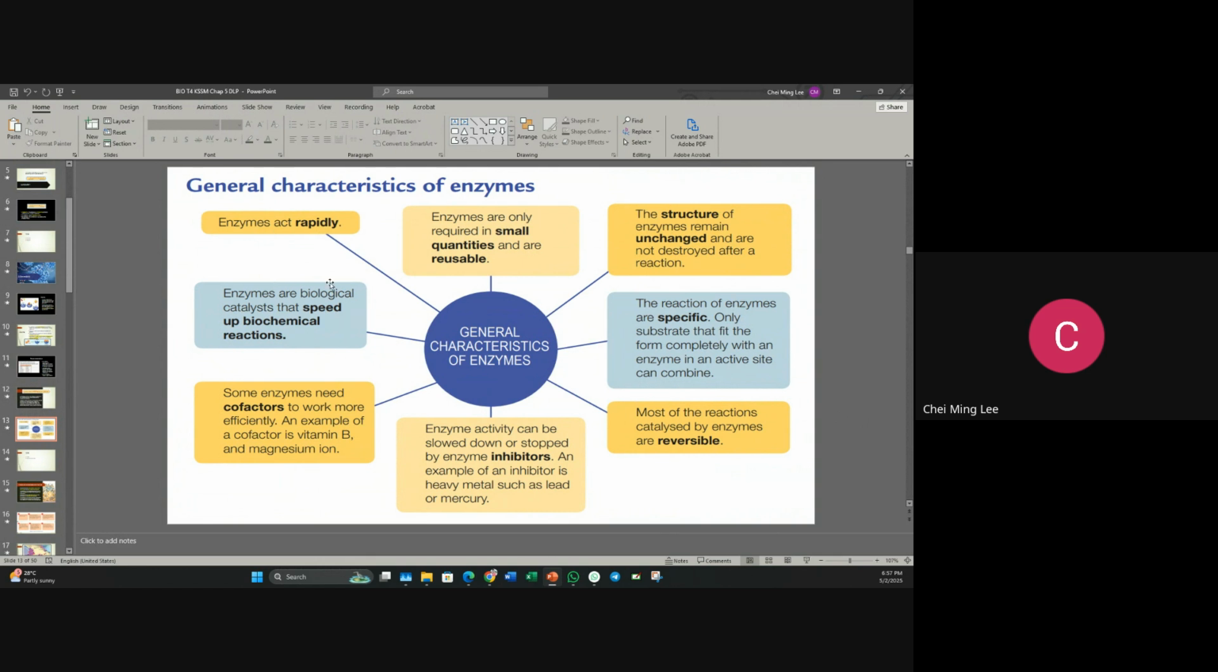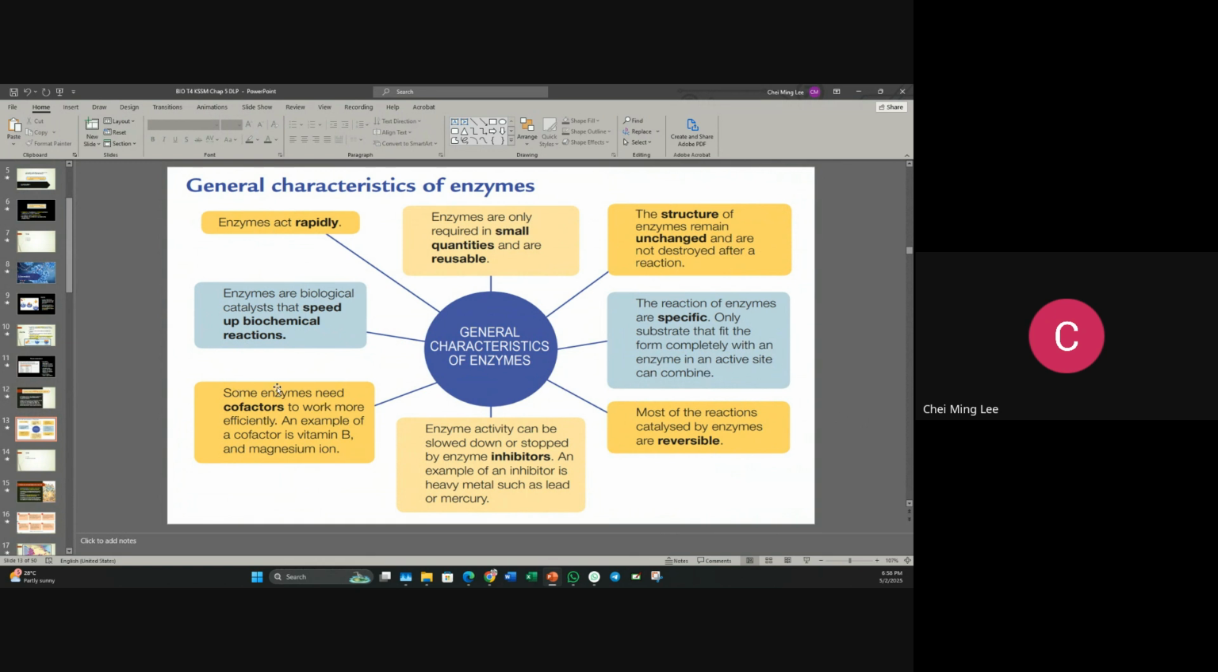And then the enzymes are biological catalysts that speed up the biochemical reaction. And the reaction of some enzymes are specific, means that they only react on certain specific nutrients only. Okay, it's like sucrase only for sucrose, cellulase only for cellulose. Okay, so only substrate that fits the form completely with an enzyme in the active site can combine.